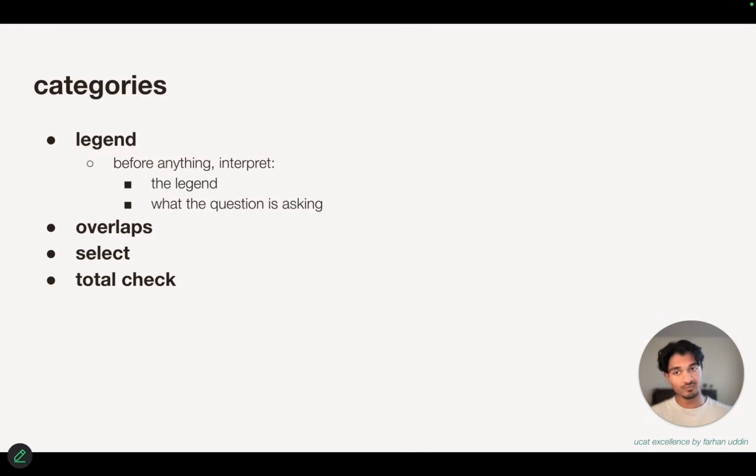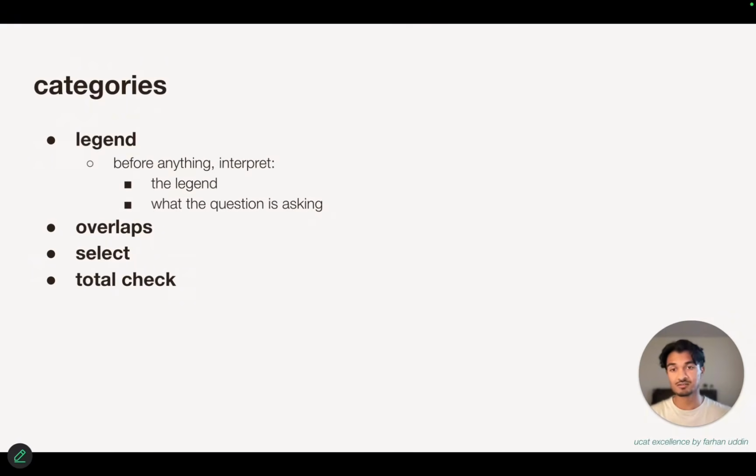First of all, comes legend. Before anything, you want to interpret. You want to interpret, number 1, the legend. You want to know what the shapes are actually telling you. Because if you don't interpret it then you'll end up needing to go back to interpret it at some point anyways. So just like a little quick 10-second scan of what those shapes are representing will help you.